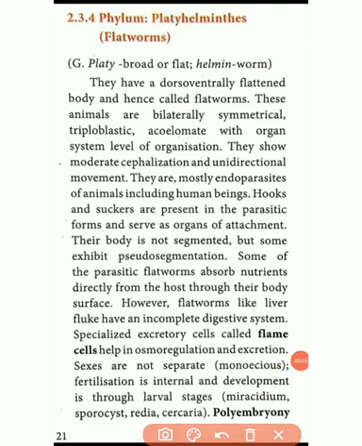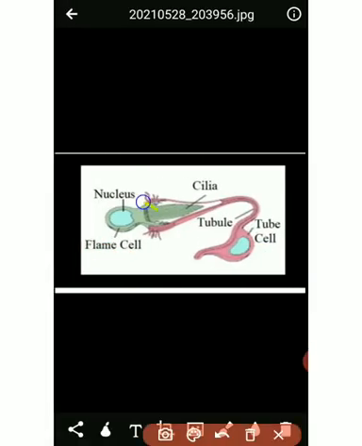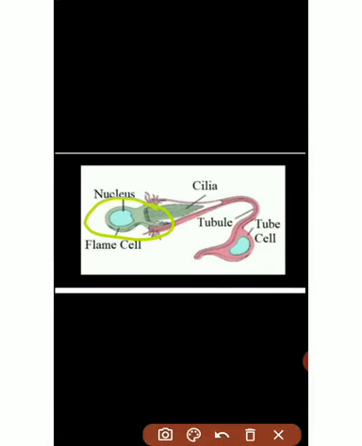Specialized excretory cells called flame cells help in osmoregulation and excretion. This is the specialized flame cell which helps in osmoregulation. Osmoregulation means regulation of water content in the body and it also helps in excretion.